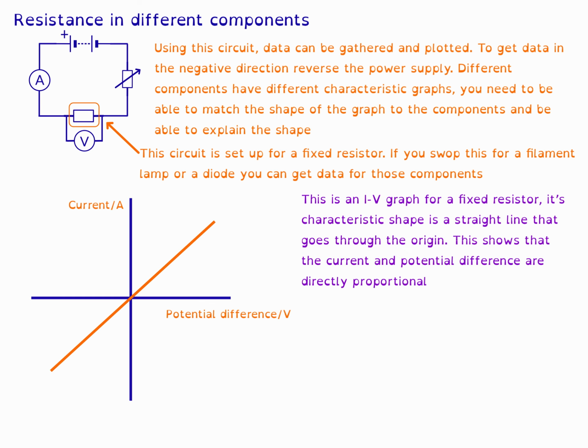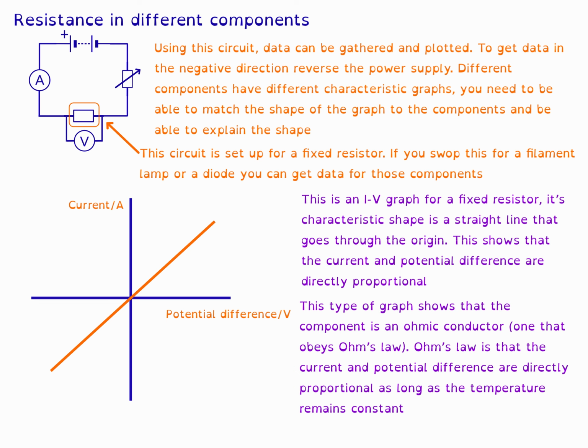This is an IV graph for a fixed resistor. Its characteristic shape is a straight line that goes through the origin. This shows that the current and the potential difference are directly proportional. This type of graph shows that the component is an ohmic conductor. That's one that obeys Ohm's law. Ohm's law is that the current and the potential difference are directly proportional as long as the temperature remains constant.